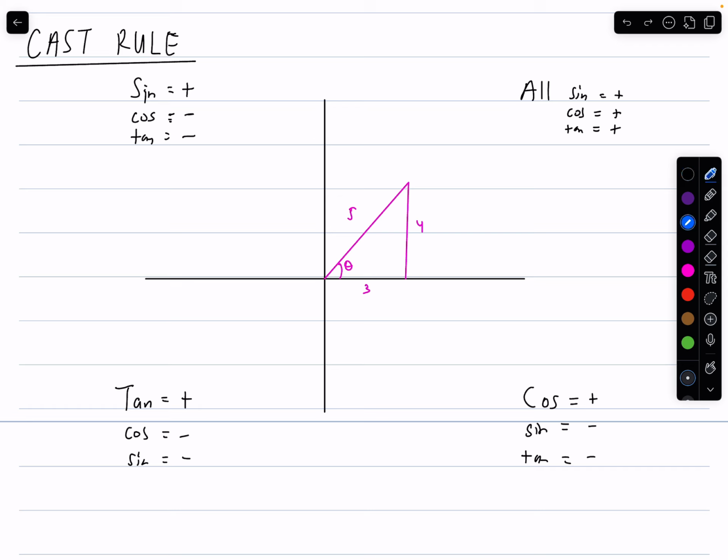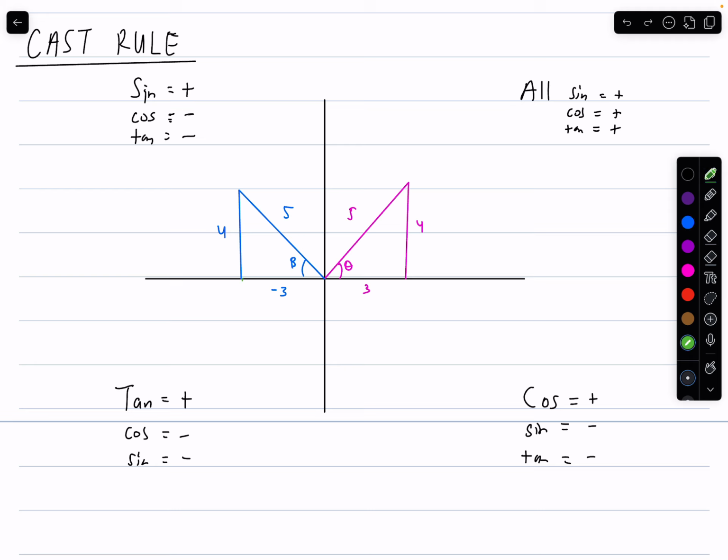But what if I had that same triangle in this quadrant? Then this would be negative 3, this would be 4, and this would be 5. So if we take the sine of the angle, then it would be 4 over 5, because it's opposite over hypotenuse, which is positive. But if we take the cos of the angle, it would be negative 3 over 5. If we take tan of the angle, it would be 4 over negative 3. And that's why cos and tan are both going to be negative numbers, but sine would be positive.